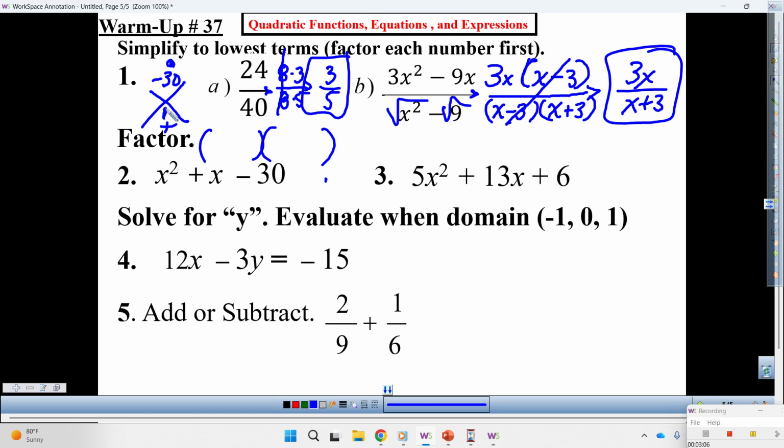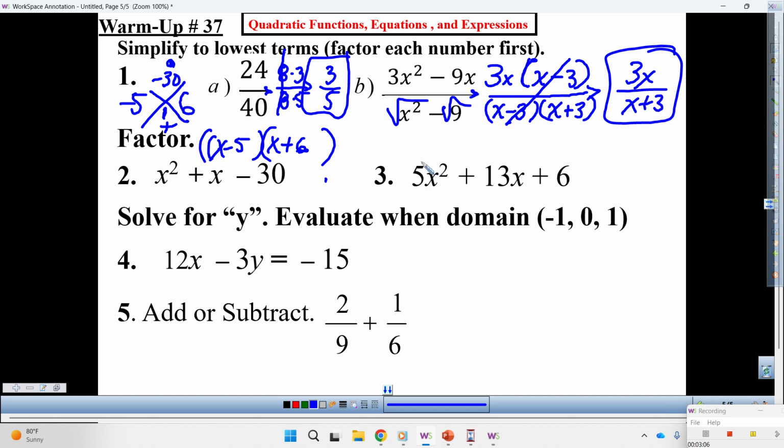All right. Let's help her out, Diami. What'd you get? 5. 5 and 6. But one of them is negative. Which ones are negative? 5. So therefore, X minus 5 and X plus 6. Hands if you got that by yourself. All right.